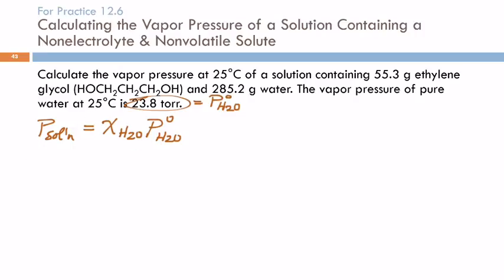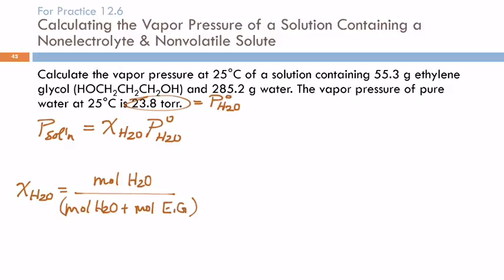What's the mole fraction of water? Dang, we have to calculate that. Mole fraction of water is going to equal the moles of water divided by the moles of water plus the moles of the ethylene glycol. I'm going to call it EG. So how do we figure these out? We've got to get grams to moles, right?